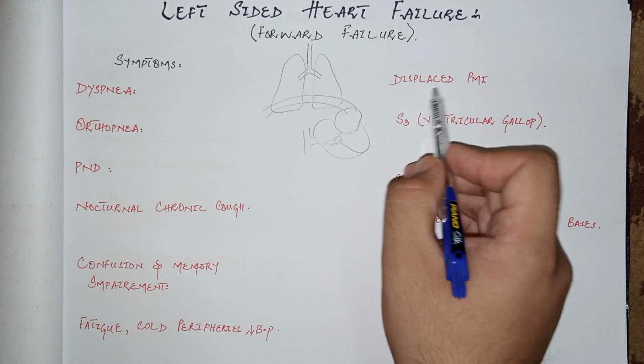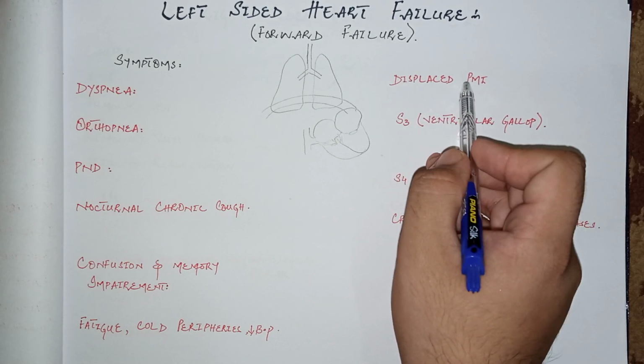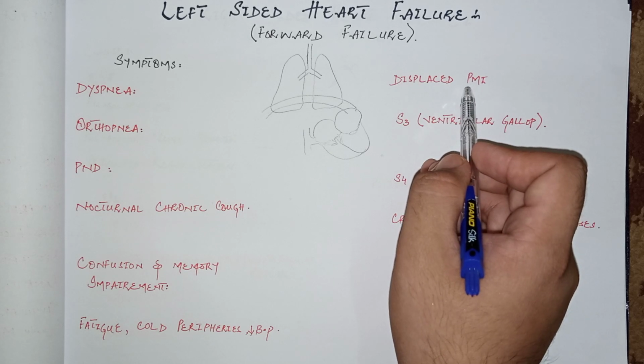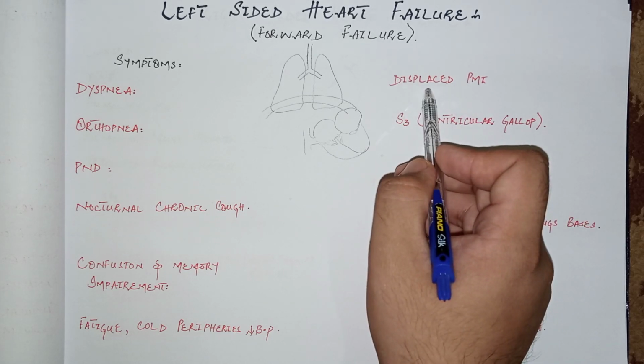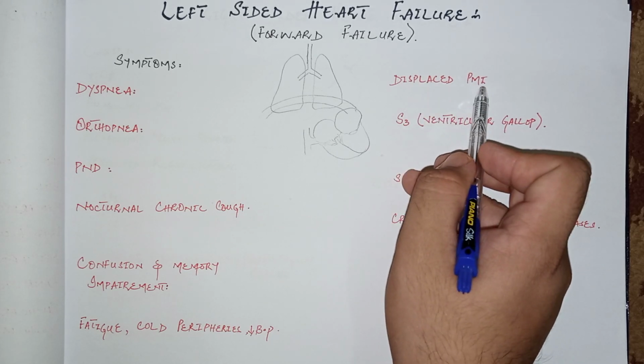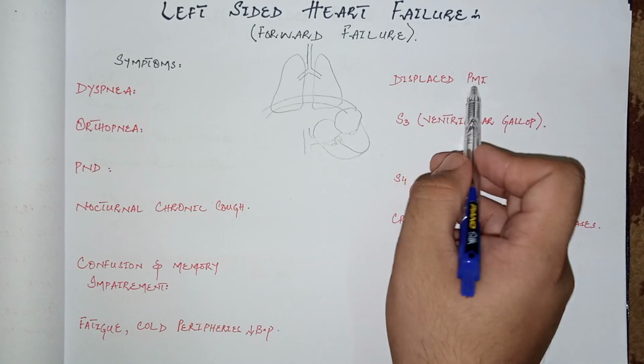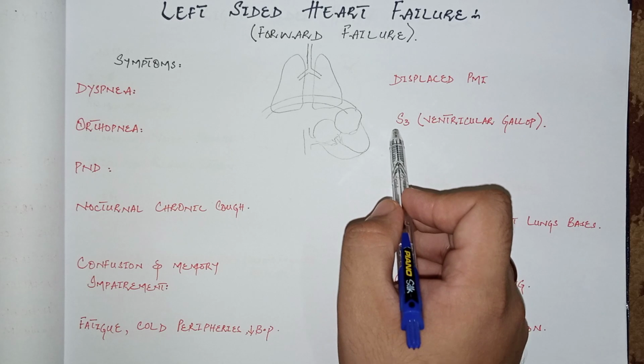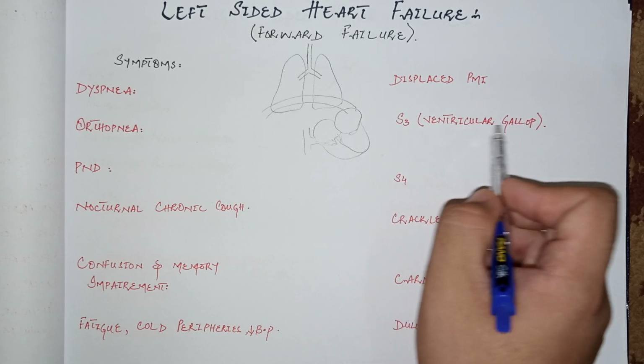The sign is displaced PMI. PMI means point of maximal impulse. In short, we can say that there is a displacement of the apex beat towards the left side because of the cardiomegaly. And also the earliest feature of left sided heart failure is S3, also called ventricular gallop.